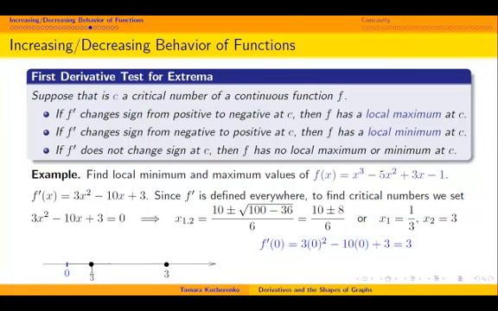Since this value is positive, f prime is positive on the interval from -infinity to 1/3. Indicate this by putting a circled plus sign above the interval.